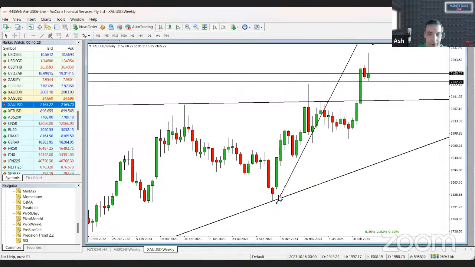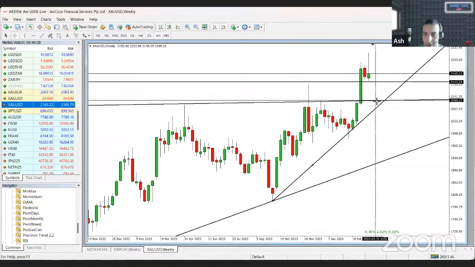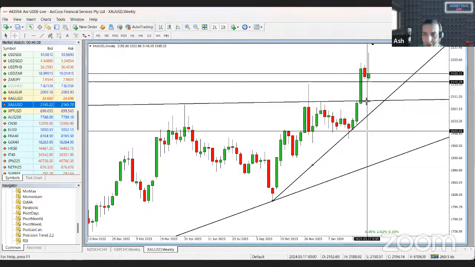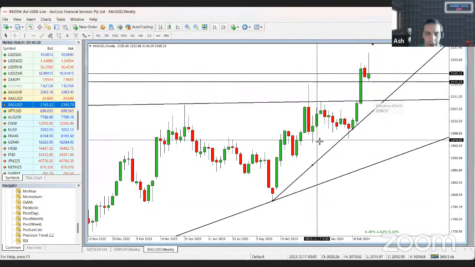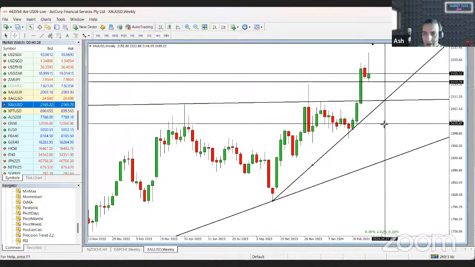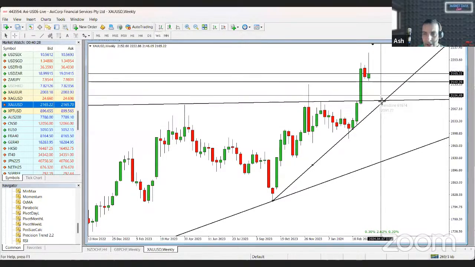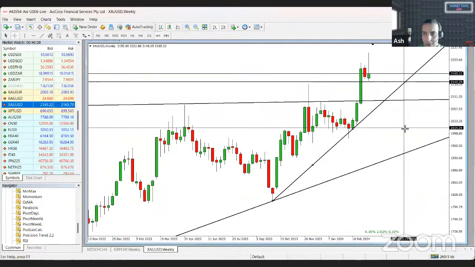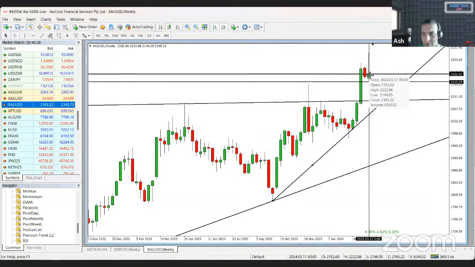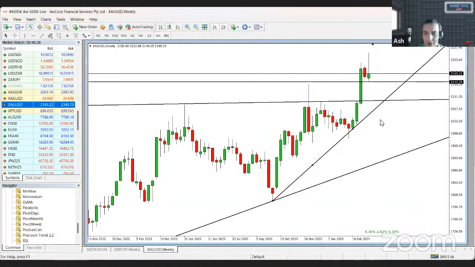because the macro picture suggests long for gold, and it could even come down to this point here. Now these are futures, 2165 futures, so we're looking at 2190, but that would equate to around about a 3% drop in gold. Is that right? 3% drop? Yeah, maybe 2 to 3% drop in gold.